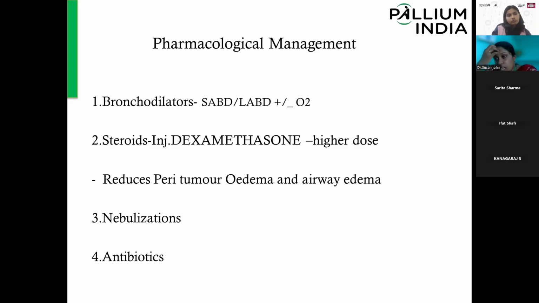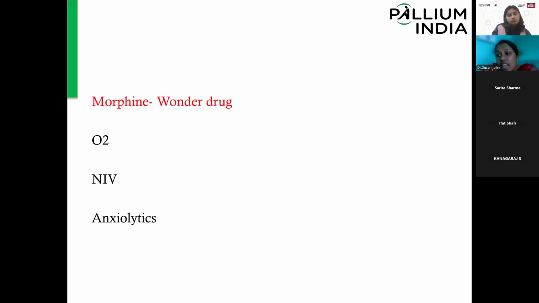And we can give nebulizations also. If any evidence of infection is there, we can give antibiotics. So this is another important drug: morphine. It is a wonder drug for breathlessness. Does anybody know what the role of morphine in breathlessness management is? Anybody has any experience?